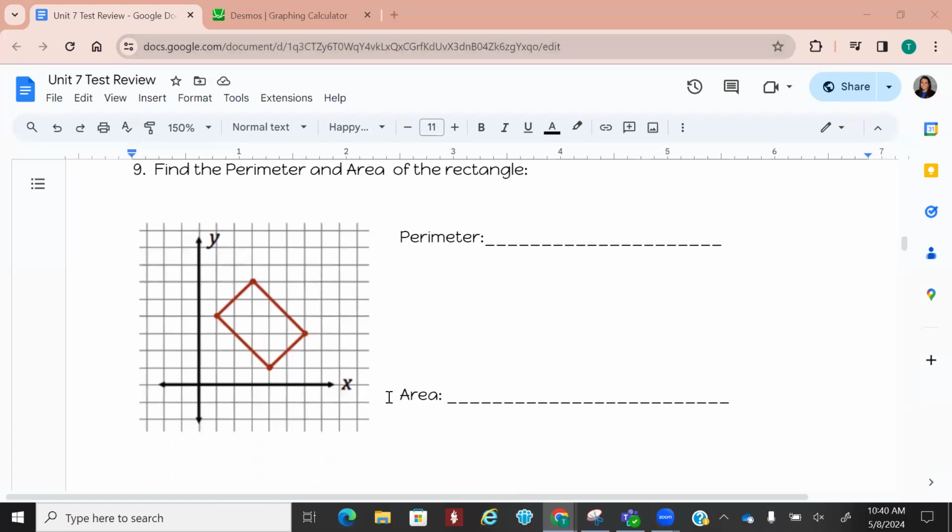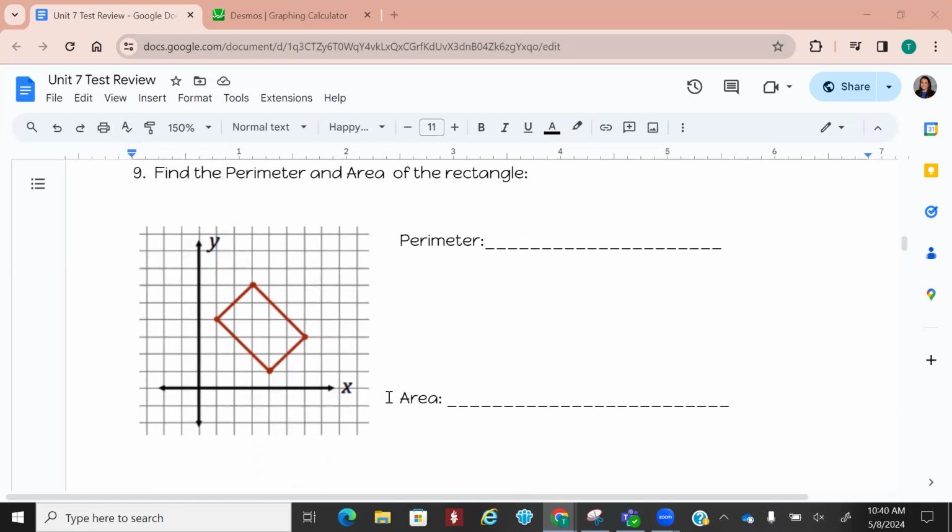Okay, so we are finding the perimeter and the area of the rectangle. So the first thing that we've got to do is find the distance of all the different sides. Okay, so I would first label my points so I don't get them mixed up. So this point right here is (1, 4), and I'm going to label that A.